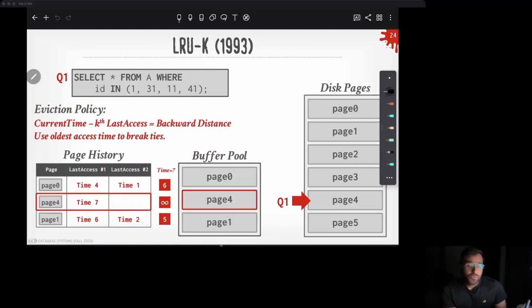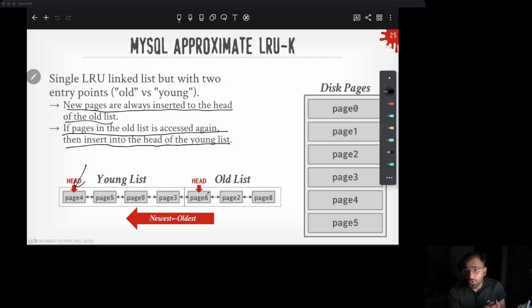Okay, so after LRU-K, what we did was MySQL's approximate LRU-K. So what this does is it tries to give you some sense of recency as well as frequency. So how does it give you some sense of recency? It maintains a linked list like LRU, like least recently used that we saw in the very first algorithm. We maintain a linked list and we move pages around. And how does it give you some sense of frequency?